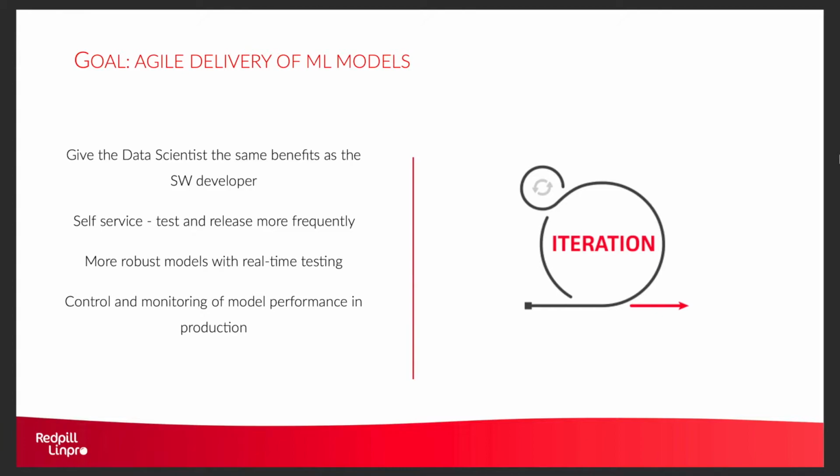So the goal here is agile delivery of machine learning models. It's sort of giving the data scientist the same benefits as the software developer. And in this is this self-service, as I told you about, that you can test and release on your own. You sit in control of your own model. You can also make more robust models because CI/CD actually gives you a possibility of testing on real-time customers, which I will tell you about in a little bit. And also another key feature here is that you can control and monitor your model in production and how it performs.